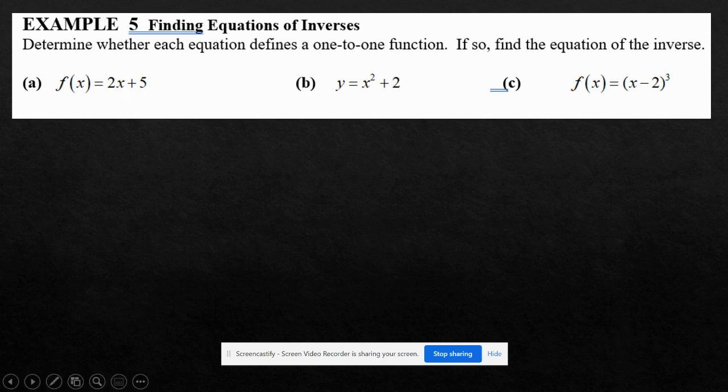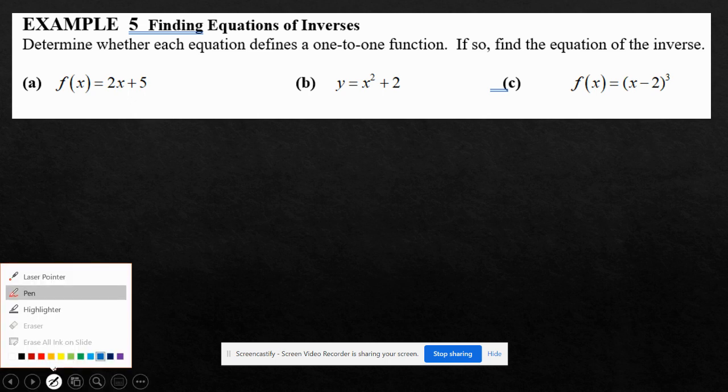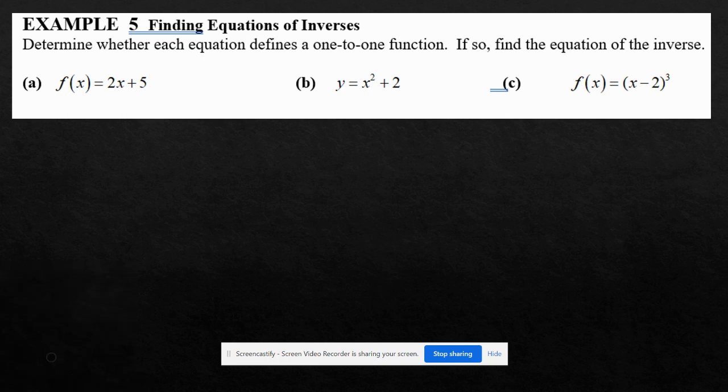All right, I'm going to start with example A, and if I put that in my graphing calculator, the graph, excuse me, looks like this. And so doing my horizontal line test, it passes and is 1-to-1. Remember, f of x is the same as y.